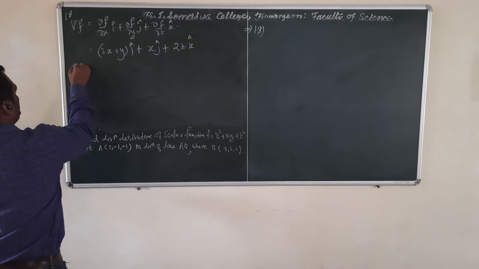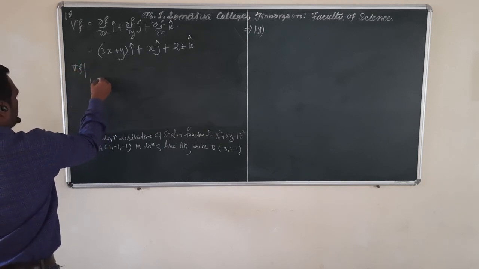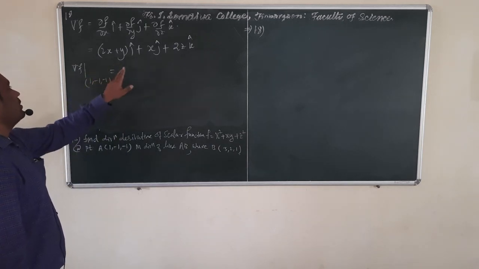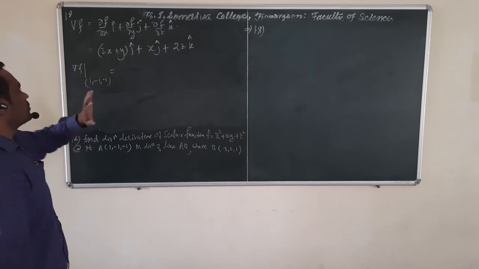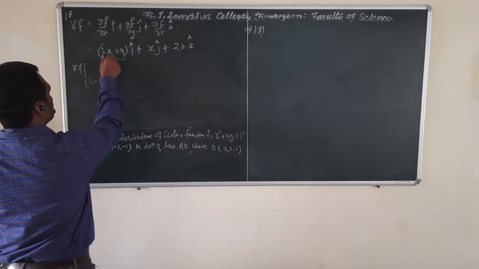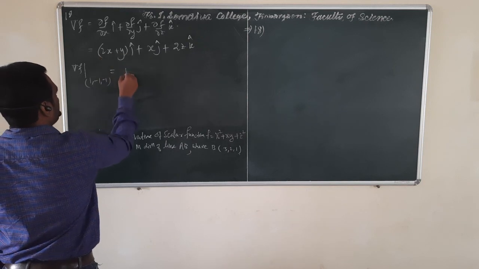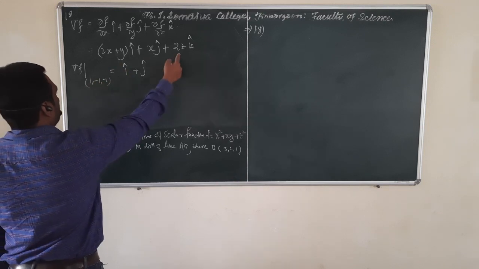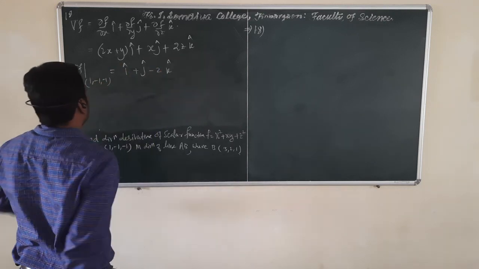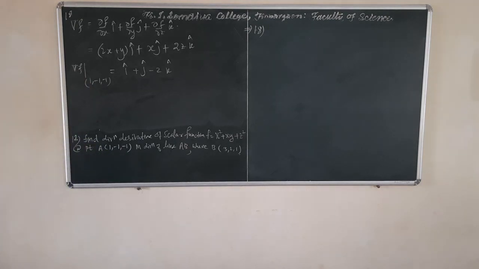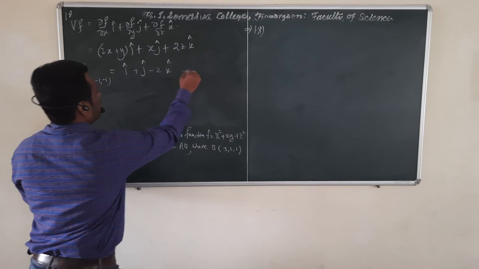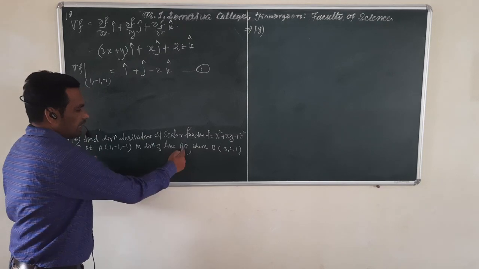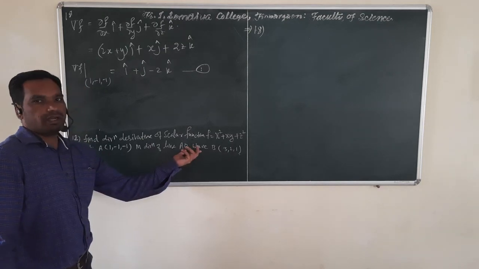Now the gradient of f at point (1, -1, -1): the value of x is 1, y is minus 1, and z is minus 1. So 2x plus y is 2 minus 1, which is 1, plus j, x having value 1, and 2z is minus 2 k cap. Now that we have found the gradient of f at point A, we have to find the directional derivative in the direction of AB, so we have to find this vector AB.